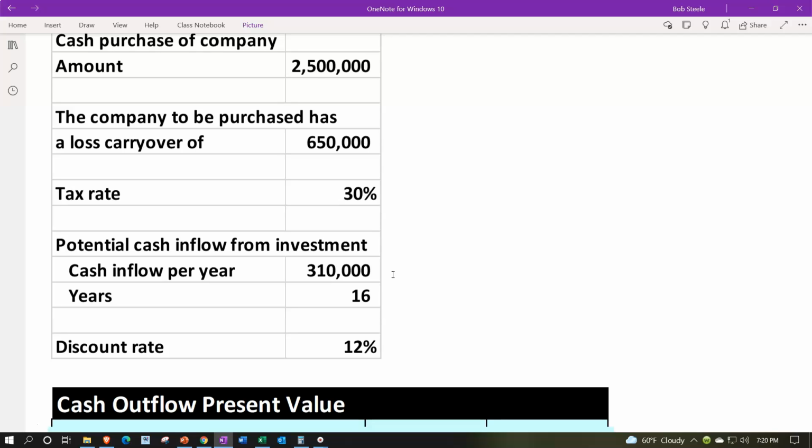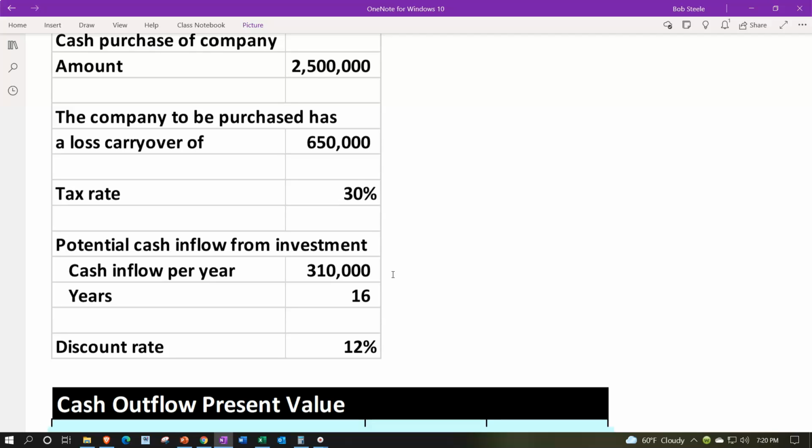But if we have that nice even cash flow, we can use an annuity calculation, whereas if we had uneven cash inflows in the future, then we would have to do more present value calculations on a year-by-year type of basis. The discount rate we're going to use is 12%.